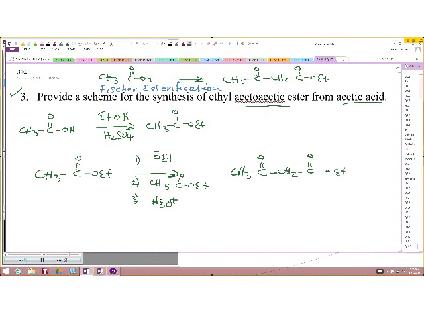Okay, what does the hydronium ion do? What does the hydronium ion do? Okay, go ahead. Yes, what does it do? Okay, to protonate the enolate anion. Very good, excellent.